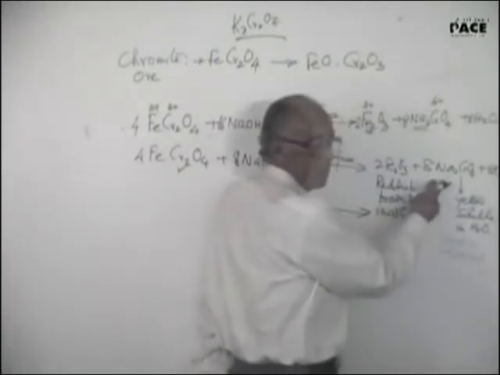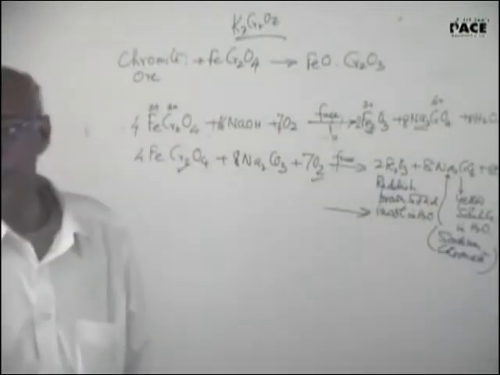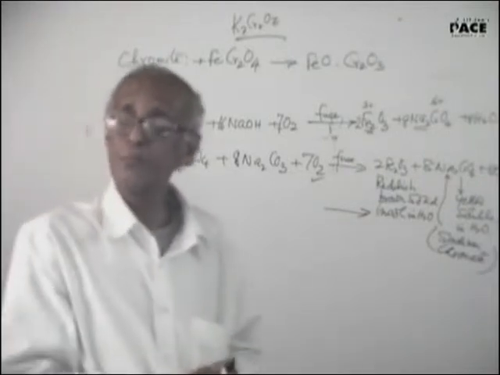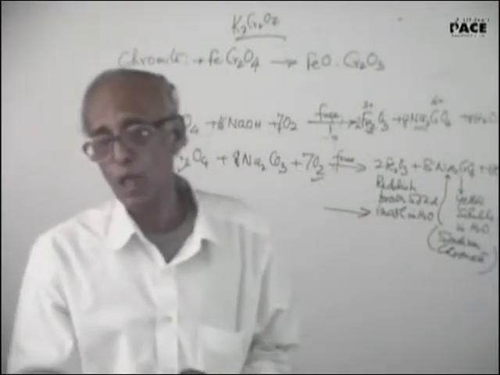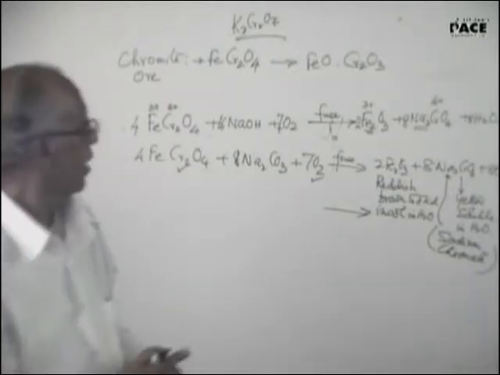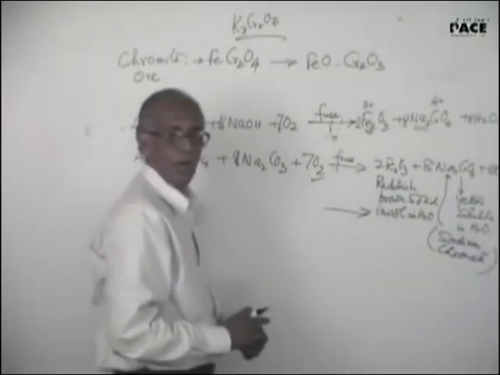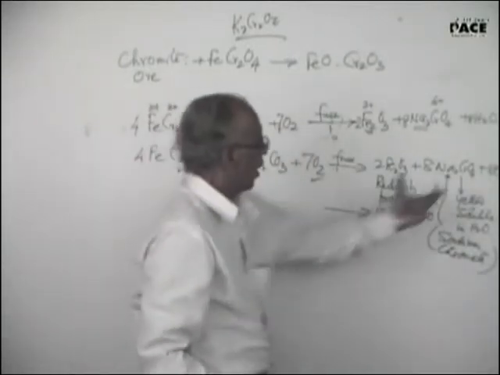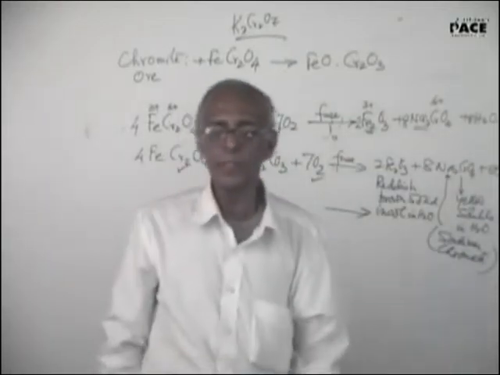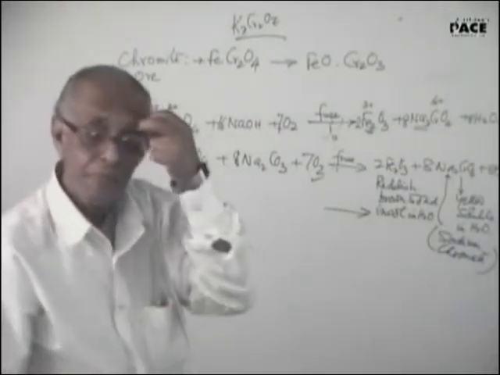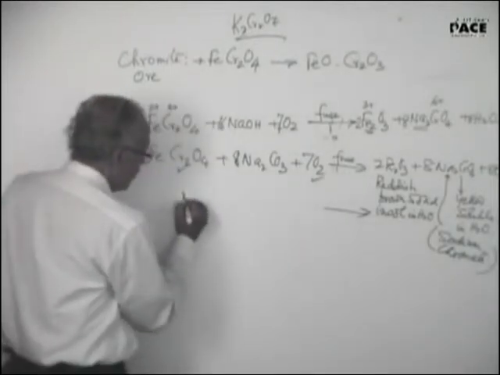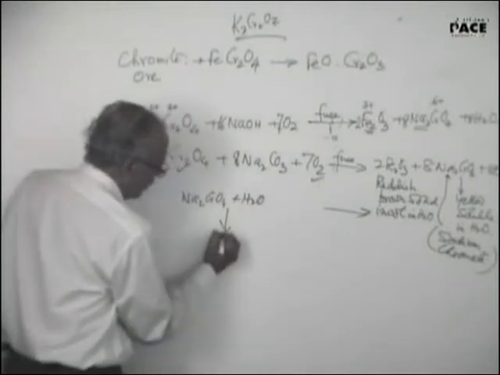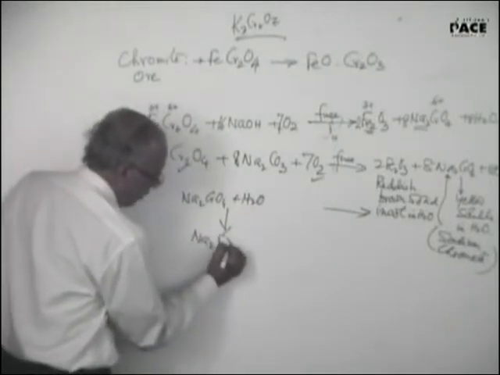Sodium chromate. Sodium chromate is yellow in color. The origin is again charge transfer and it is soluble in water. Now when I add water, sodium chromate comes into the aqueous medium. So sodium chromate, when I add water, this comes into the aqueous solution of sodium chromate.